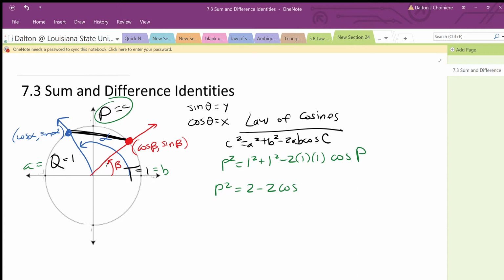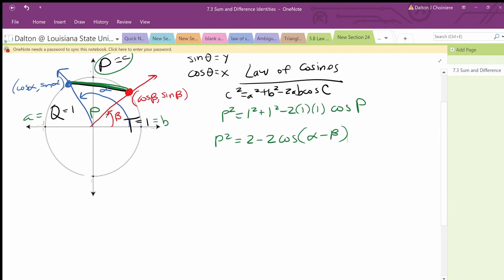Now, if this is side P, angle P is the angle opposite of that. So if I want to represent angle P in terms of alpha and beta, then angle P would simply just be alpha minus beta. So it doesn't look like you did much, but you did. There's nothing more we can simplify. So we're just going to let this expression or this equation hang out here for a second.